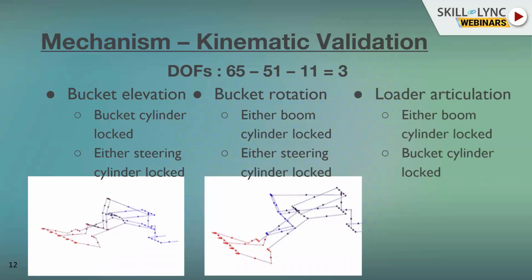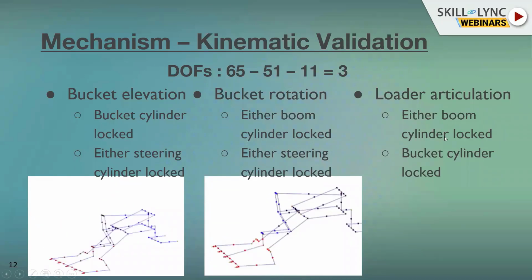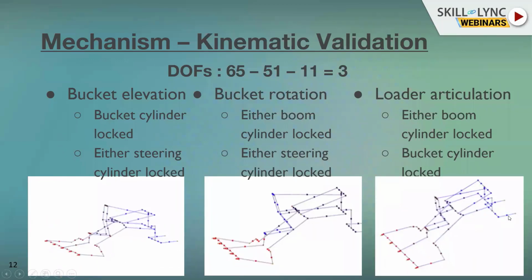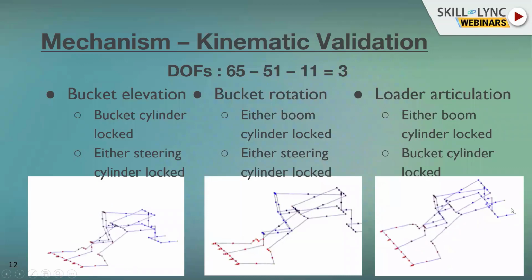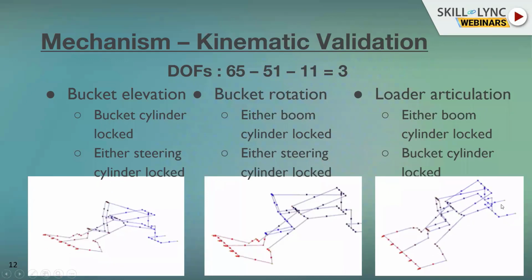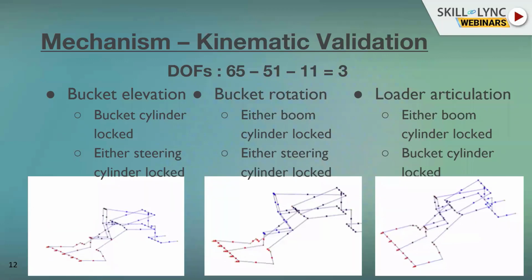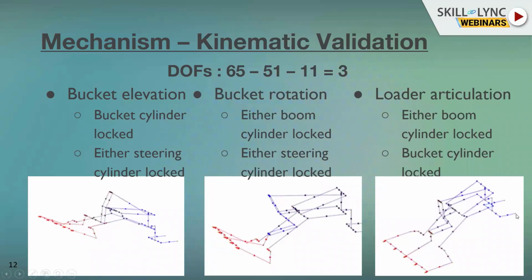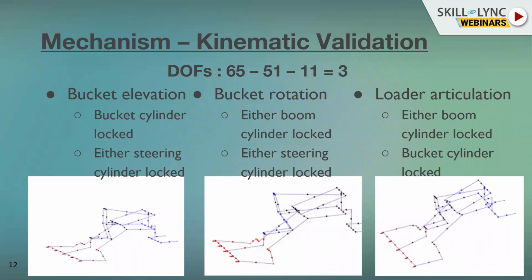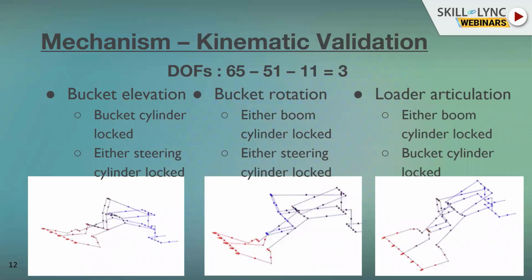Now let's look at the third degree of freedom, which is loader articulation. In this, again, we are going to lock either boom cylinder and the bucket cylinder. And here you can see how the loader is articulating or rotating about a vertical axis. You can see these steering cylinders. One of them is getting extended, whereas the other one is getting compressed, and they are rotating about the external points. And this is how the entire mechanism is able to articulate. So in this way we have been able to capture the correct degree of freedom of a mechanism.